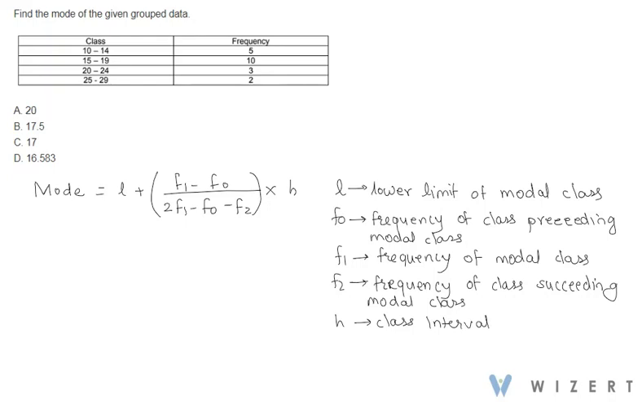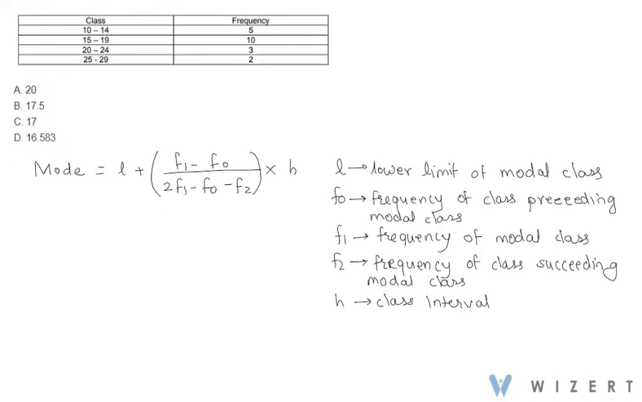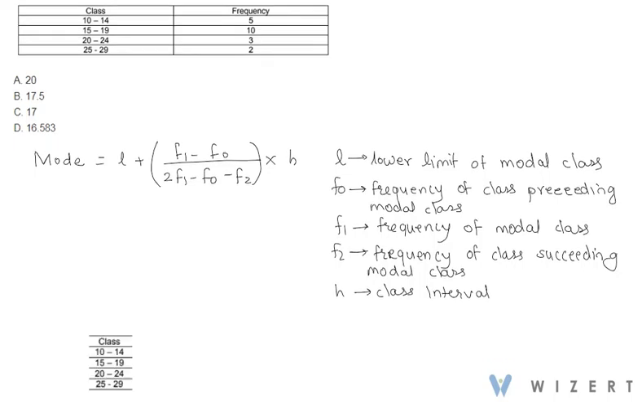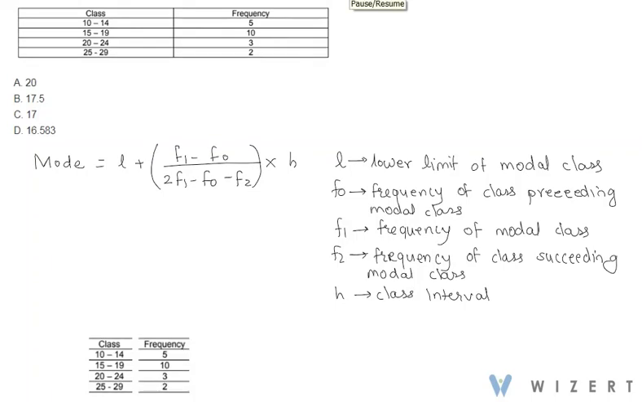So let's try to find these parameters for given data. Now, in order to be able to find lower limit of modal class, we first need to convert given inclusive class intervals to exclusive class intervals. So let's first try to convert them to exclusive class intervals. These are given classes and these are given frequencies.